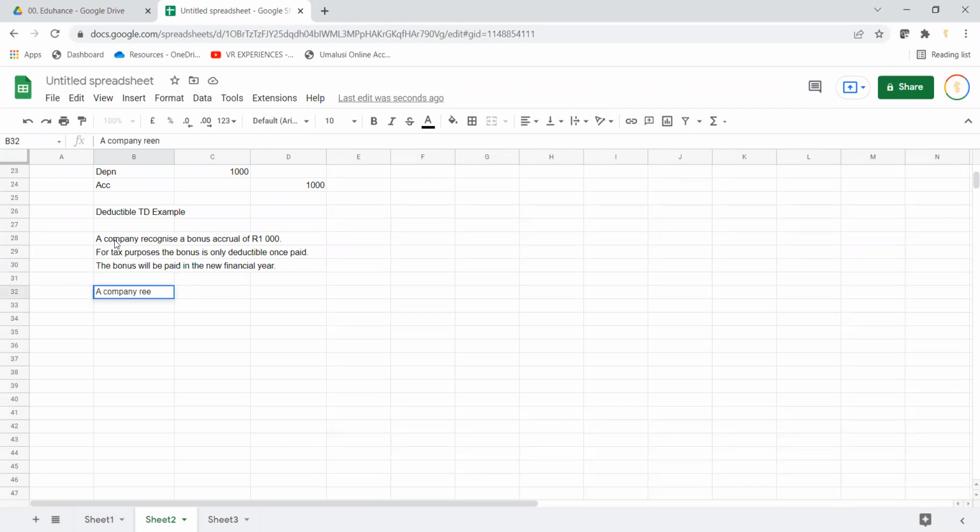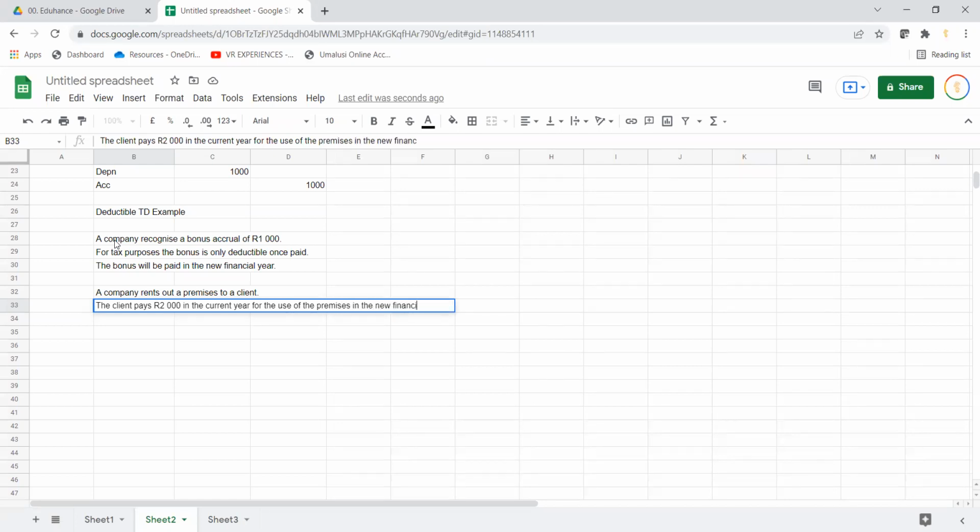Another example. Company rents out a premises to a customer, to a client. The client pays 2,000 Rand in the current year for the use of the premises in the new financial year. Okay, so there we go.